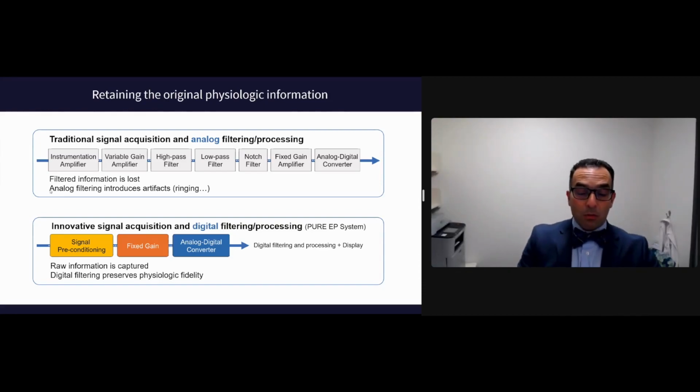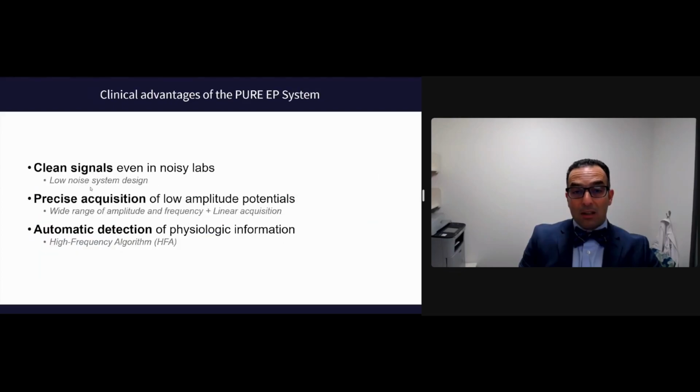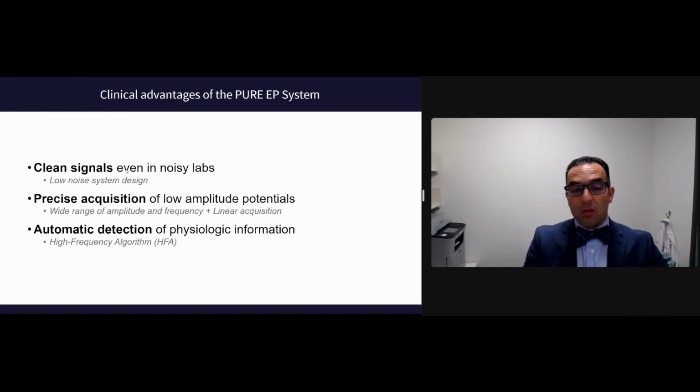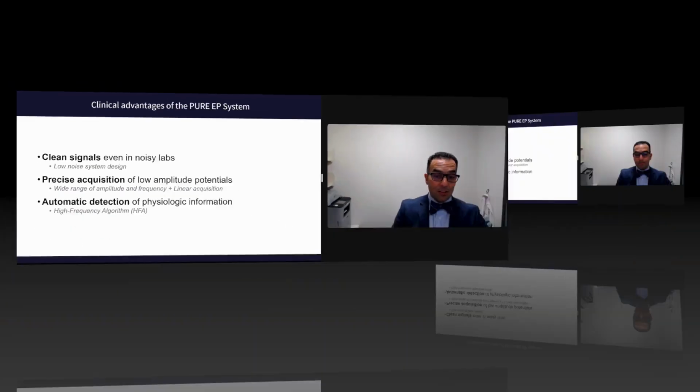To drive this point, we'll go ahead and talk about a couple of the advantages of the Pure EP system. With that new recording, you would have a higher signal to noise ratio and more information by acquisition of a wider range of amplitude and frequency, due to this linear acquisition versus a logarithmic acquisition with the traditional recording system. Specifically, using the high frequency algorithm to detect physiologic versus noise is one of the big advantages.